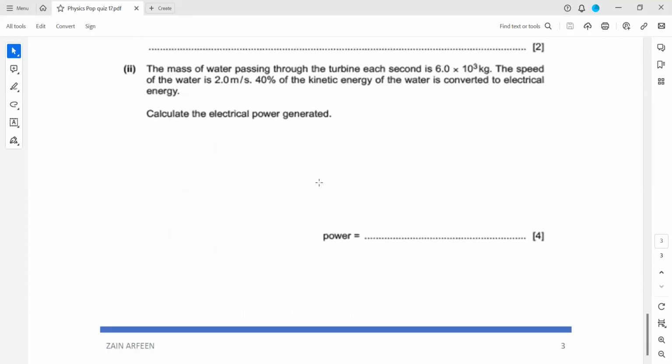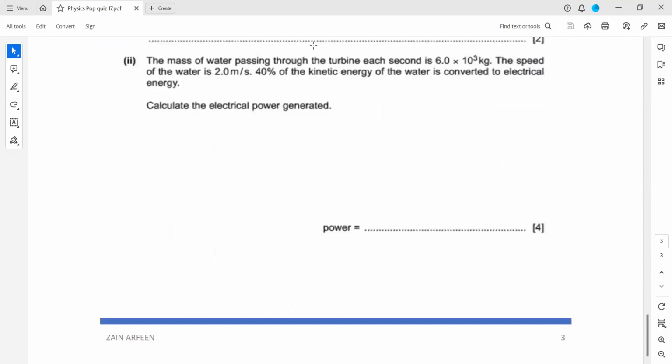In the second part, the mass of water passing through the turbine in each second is 6 × 10^3 kg. So that is the mass. The speed of the water is 2 meters per second. 40% of the kinetic energy of the water is converted into electrical energy. Calculate the power generated.